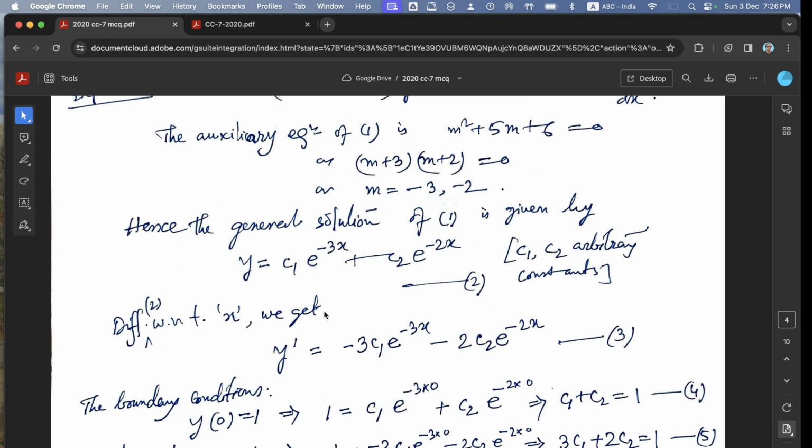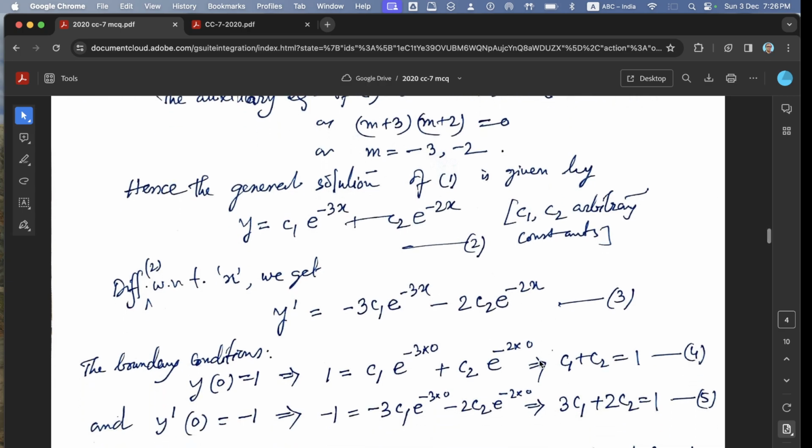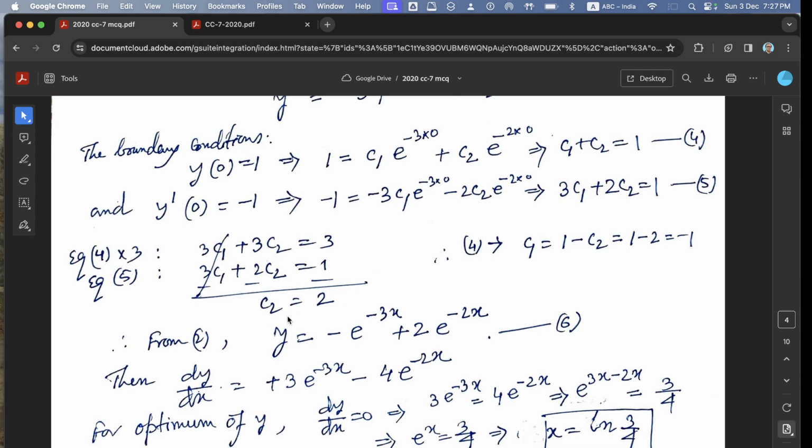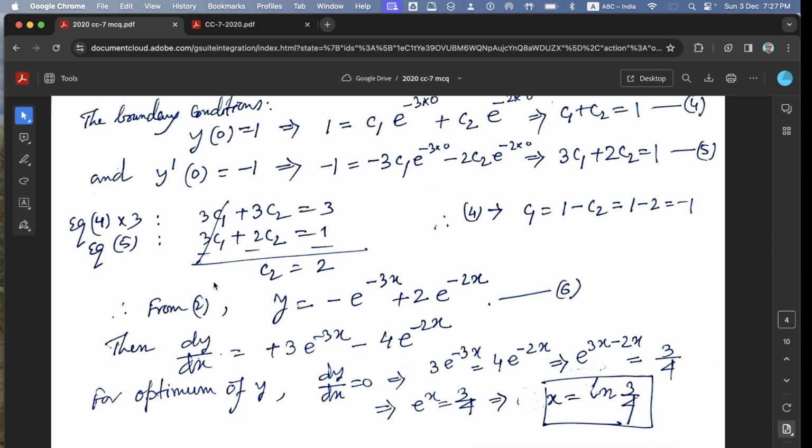Differentiating 2 with respect to x, we get y' = -3c1 e^(-3x) - 2c2 e^(-2x). From the first condition, y(0) = 1, we get c1 + c2 = 1, and from the second condition, y'(0) = -1, we get 3c1 + 2c2 = 1. After solving this, we get c1 = -1, c2 = 2. Hence this is the particular solution: y = -e^(-3x) + 2e^(-2x).